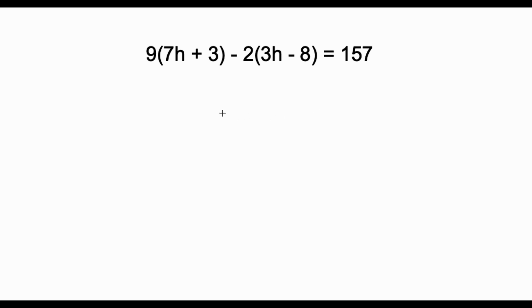So instead of dividing by the coefficient, we're simply going to use the distributive property on all of them. And what I mean by all of them, I mean the 9 will multiply the 7h, and the 9 multiplies the 3 here. I'm going to write the answer below, and then the 2 here will multiply the 3h as well as the 8. All right, and then 157 will come down. Now let's start with 9 times 7h. That's going to give me 63h.